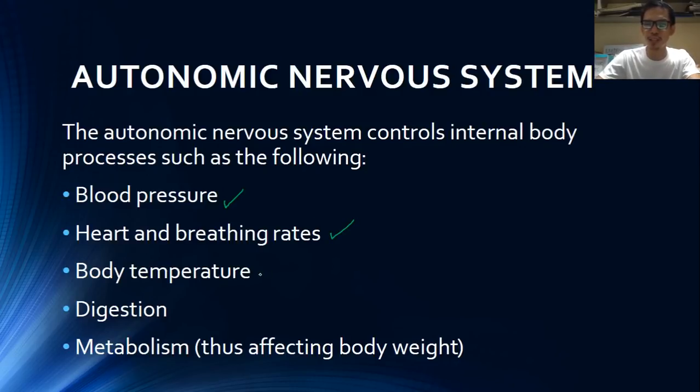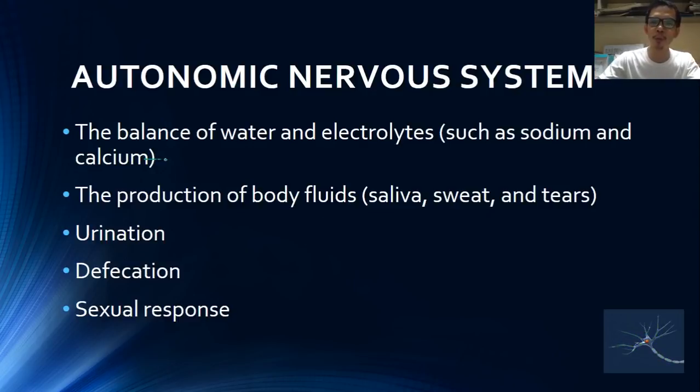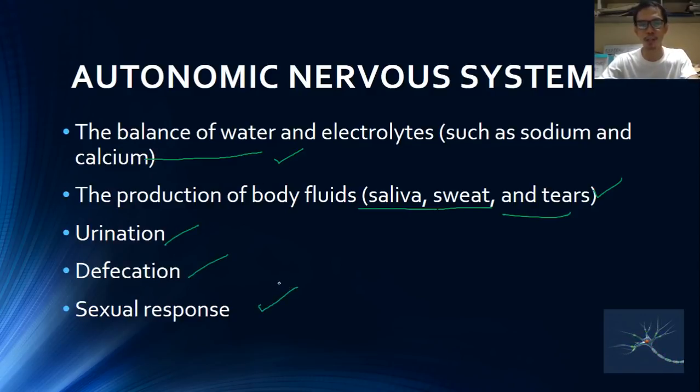Next one, the body temperature. Also the digestion is controlled by the autonomic nervous system. Next one, the metabolism is controlled by the autonomic nervous system. And we have the control of water and electrolytes in the body, so there's a part of the autonomic nervous system that controls that. Also, the secretion of some fluids in our body like saliva, sweat, and tears is controlled by the autonomic nervous system. Urination, defecation, and sexual response.